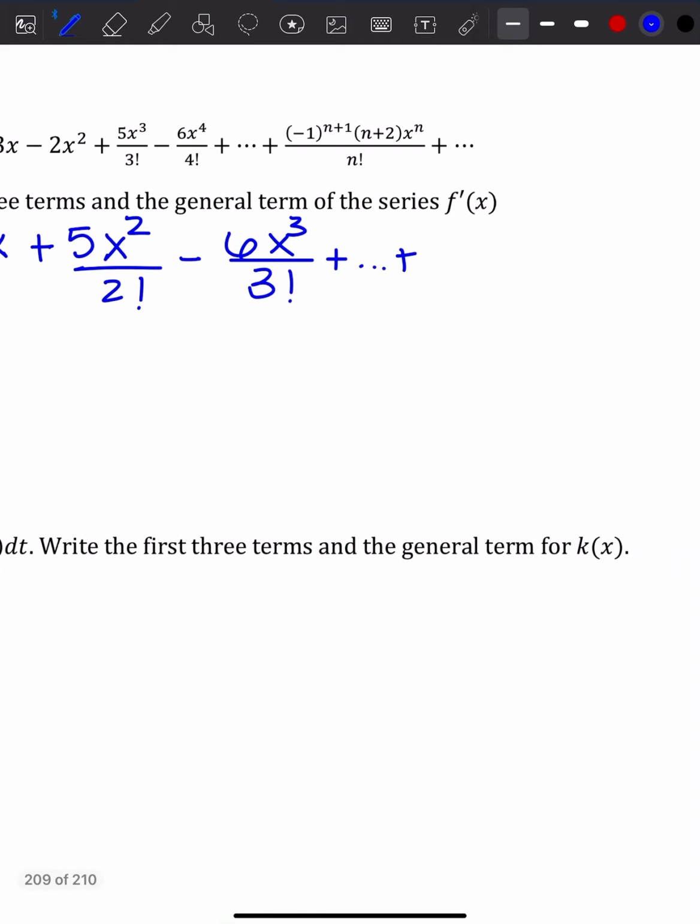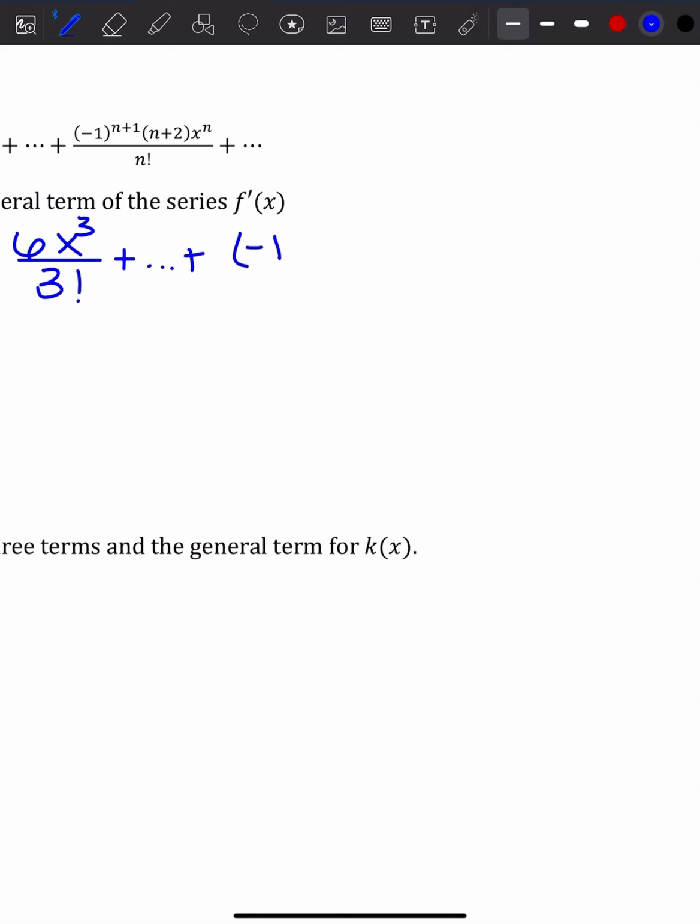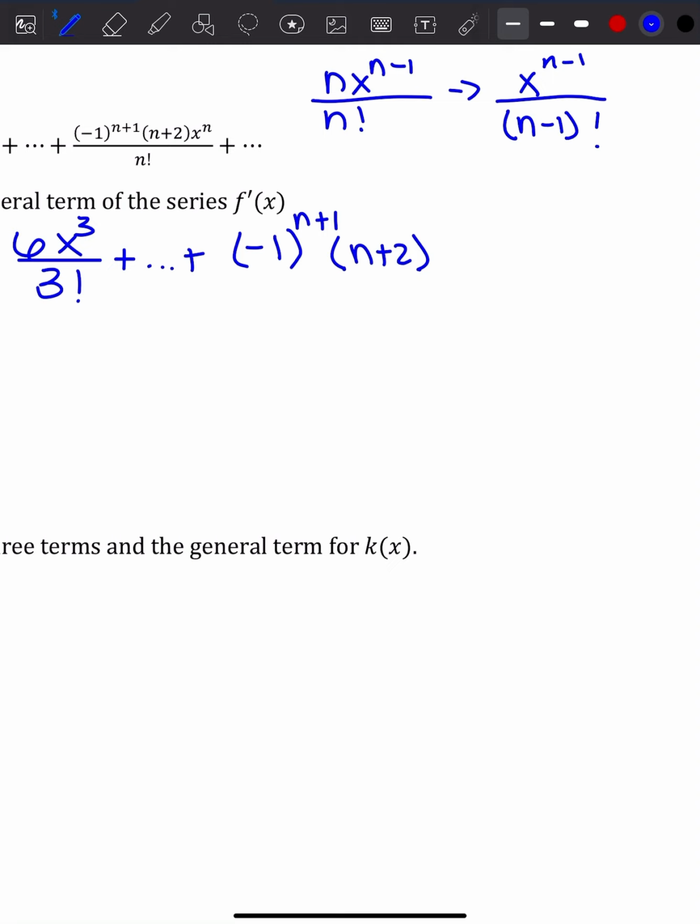Negative 1 to the n plus 1 doesn't change, so we have this as a constant. N plus 2 is also a constant. x to the n is what we're taking the derivative of, and we have an n factorial. So when we do n x to the n minus 1 divided by n factorial, we're going to go ahead and change that to x to the n minus 1 over n minus 1 factorial.